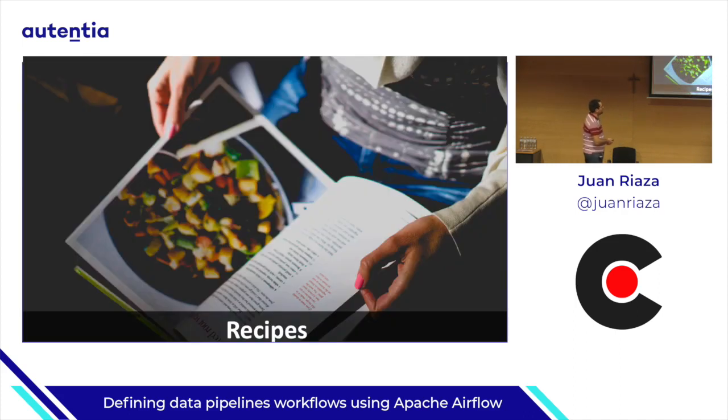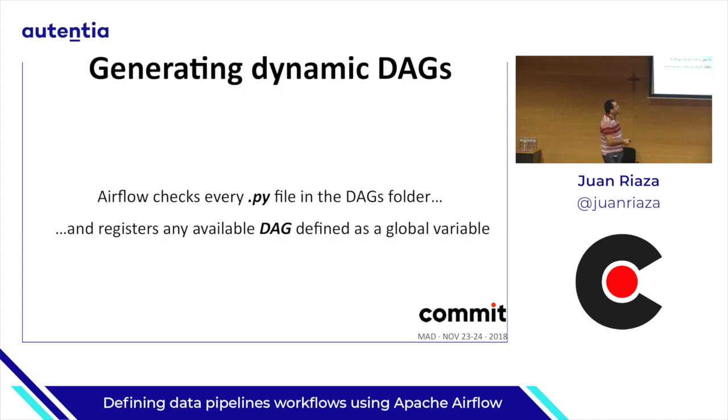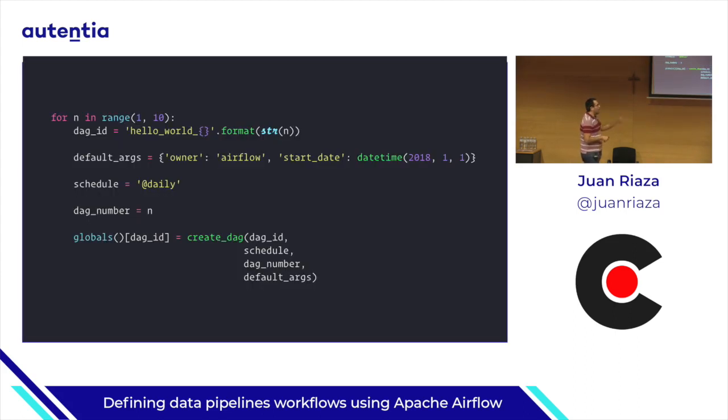So some recipes, we could generate dynamic DAGs. So well, underneath, Apache Airflow checks every py file in the DAG folder and registers any available DAG defined as a global variable. This is a bit of a hack, actually. If you know some Python, we are using the globals variable. So pretty much Apache Airflow checks for any DAG instance on the global level.